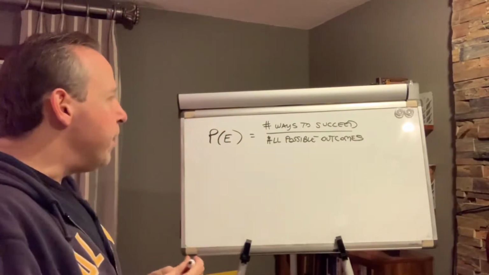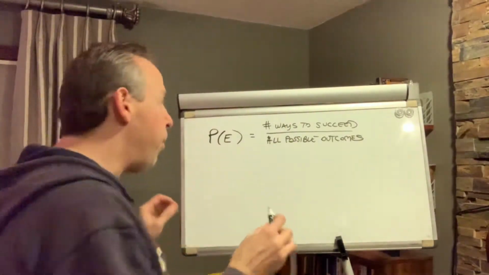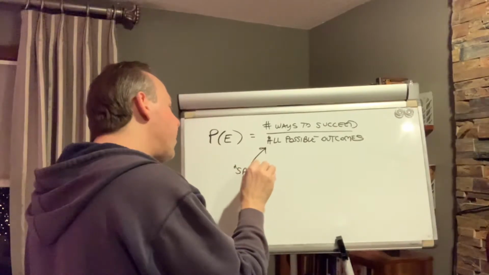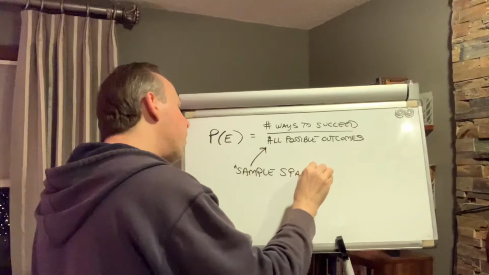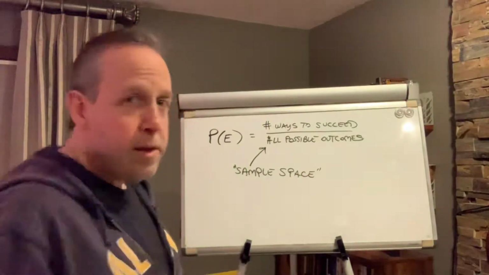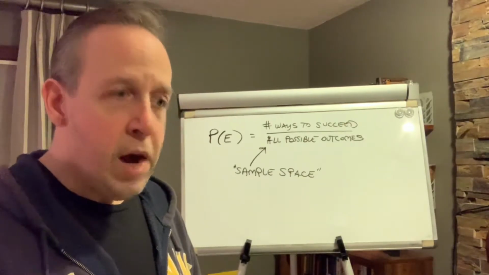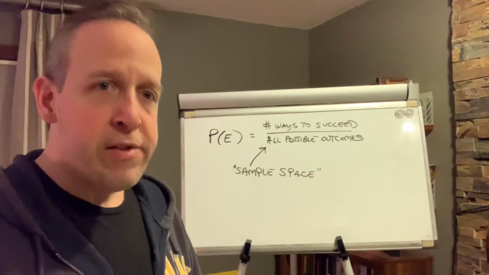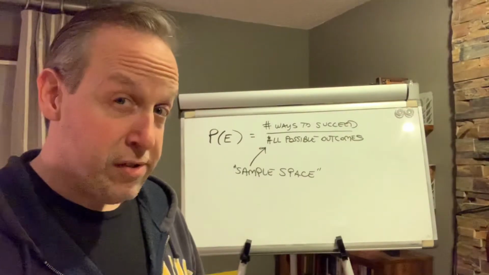The denominator in the probability formula here, all possible outcomes, has another name also. It's called the sample space. So all the events in the sample space constitute all possible outcomes. The denominator of the problem is the sample space. The numerator is still the number of ways there are to succeed.